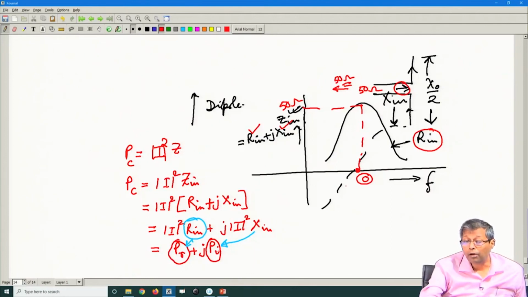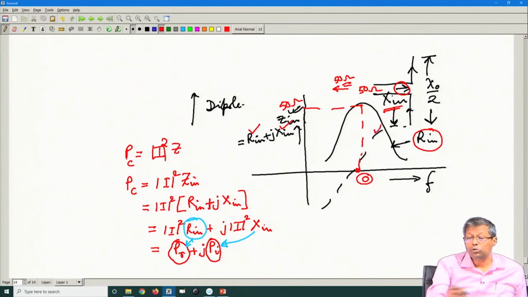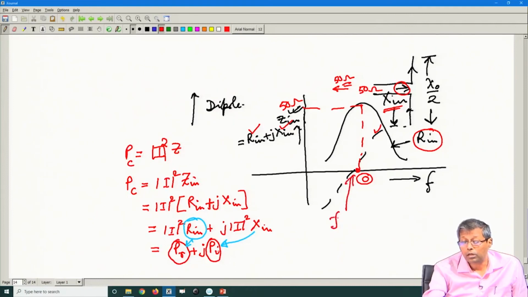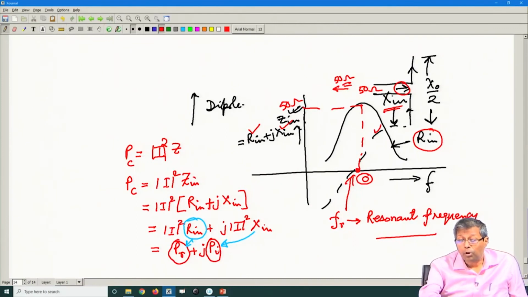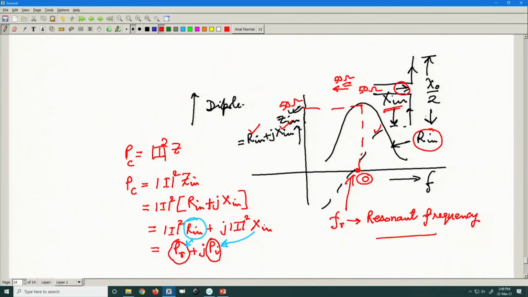So, we say that for matching, the reactance curve, or the X_in curve, this curve, should be crossing the 0 axis at the resonant frequency. We call this the resonant frequency. So, at this point we have the resonance, and that length of the dipole is lambda 0 by 2.